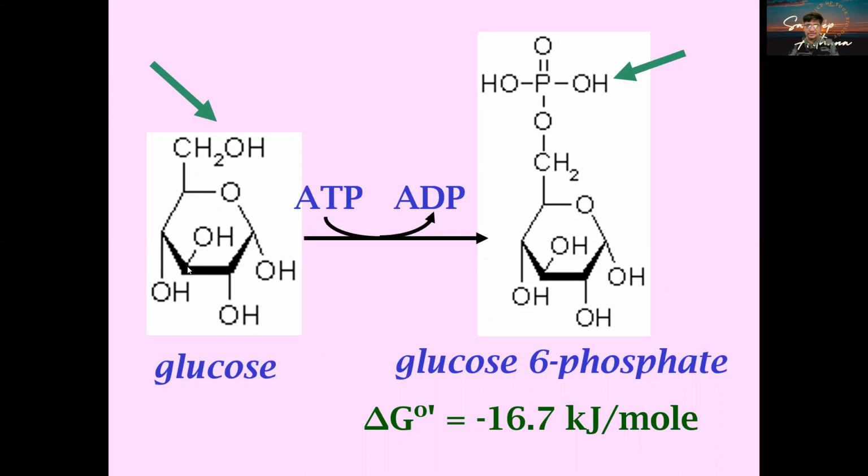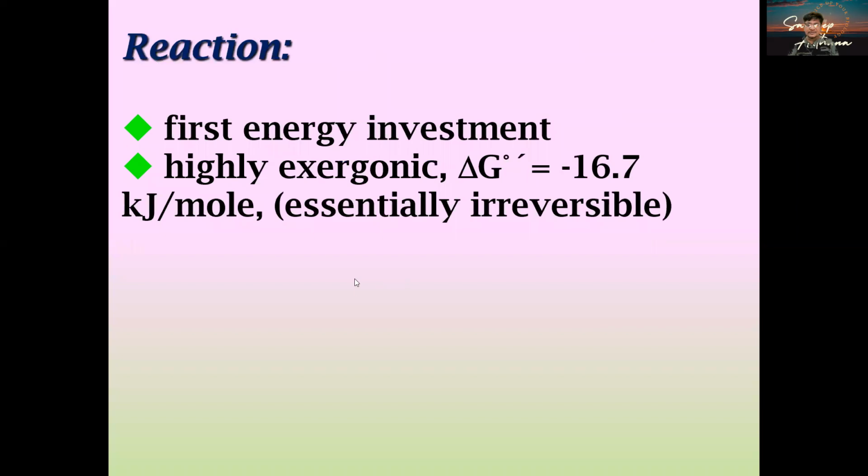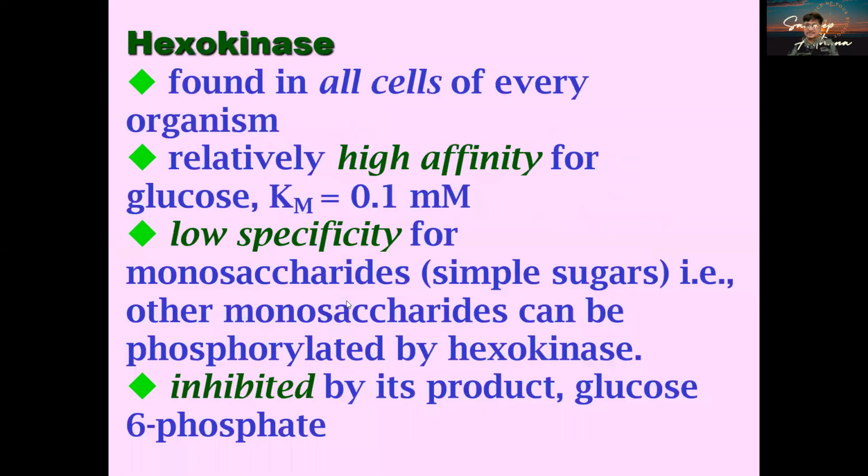Look at over here. This is your glucose, and the ATP will be hydrolyzed into ADP, and the phosphate group will come and attach over here. So glucose is going to be converted to glucose 6-phosphate, and here the delta G value is going to be minus 116.7 kilojoules per mole. So the first energy investment is a highly exergonic reaction, which is essentially an irreversible process.